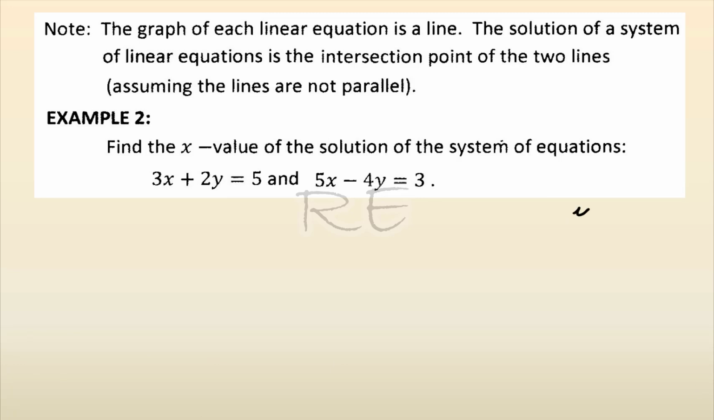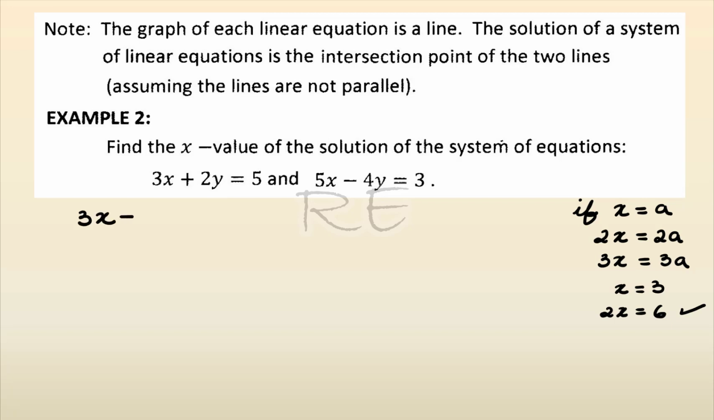Now, linear change means that if you change one variable n times, the other one will also change n times. In other words, x is equal to a. If you double x, you have to double a. If you triple x, you have to triple a. Let me give you an example. x equal to 3, 2x is equal to 6. So this is the property that we're going to use to solve the system of linear equations.